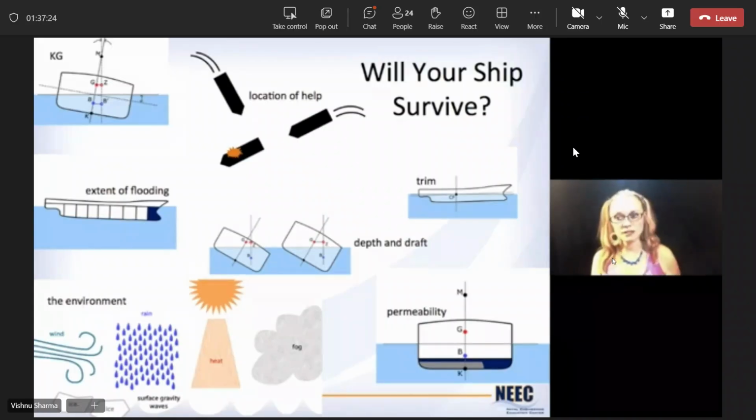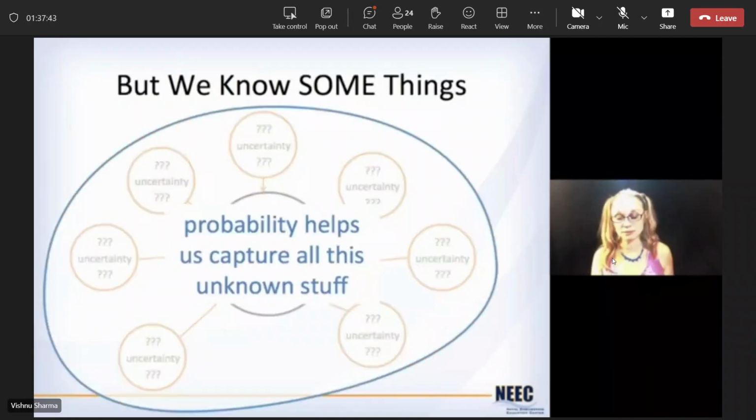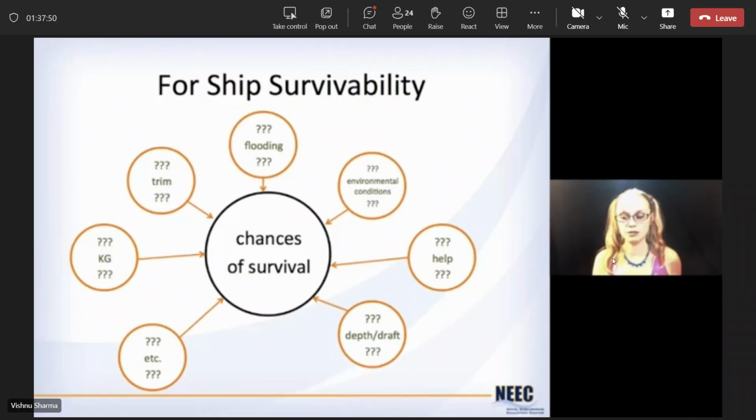Right, that's a lot of stuff to think of, and if you're trying to compare designs, that's too much. We need one thing to look at. In engineering in general, we're never going to know everything. There's uncertainty all around us, but we still need to take this into account so we can actually make a design that's going to work, and we've got some confidence in it. So probability theory is what we use to capture all of this uncertainty and still make good designs.